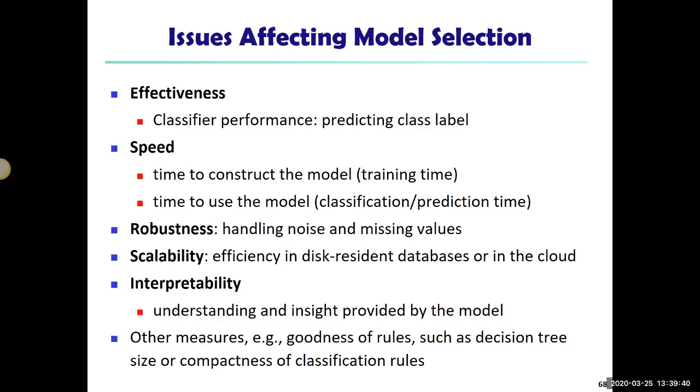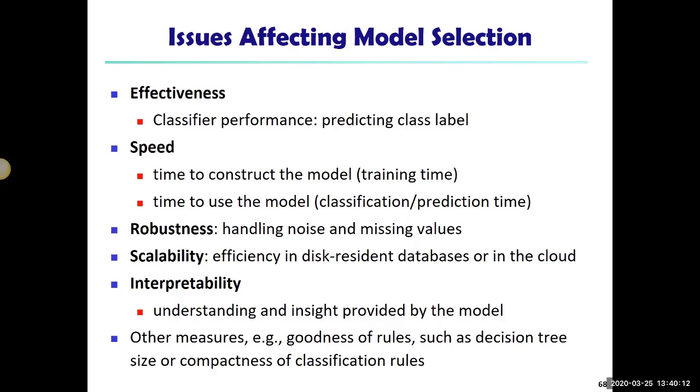So we just talked about two ways to compare system performance. One is using a statistical test. Another is to use a graph to visually show the performance difference. Issues affecting model selection: we have measured them, and now we have different results and we compare them. How are we going to select the models?